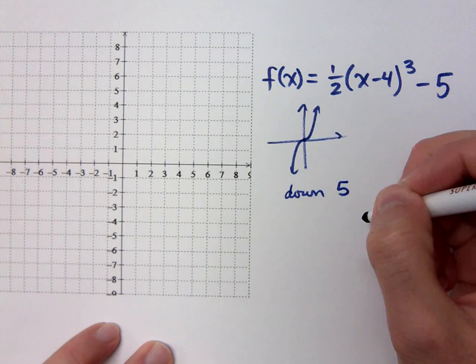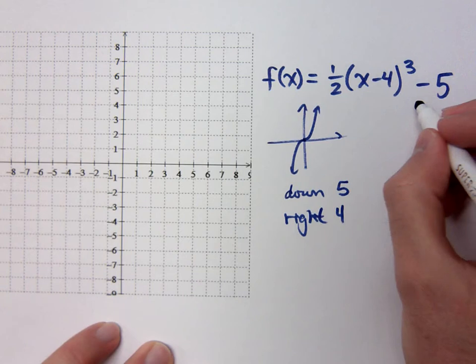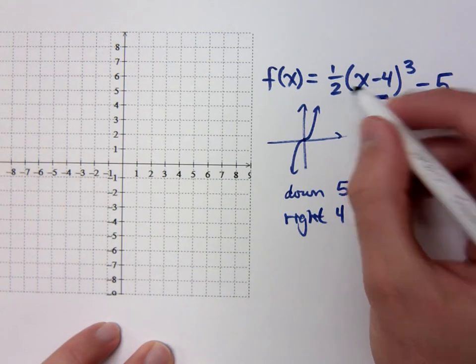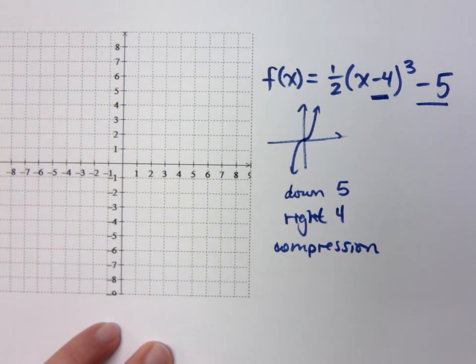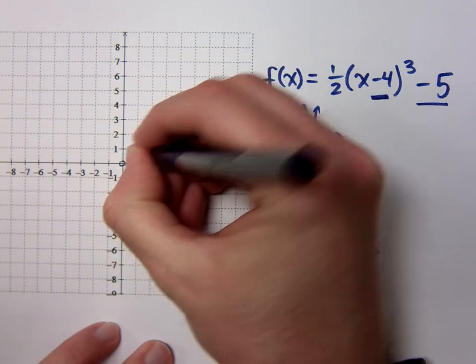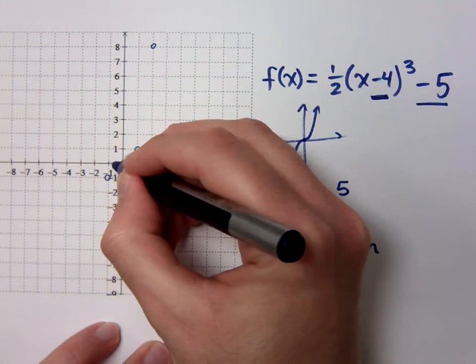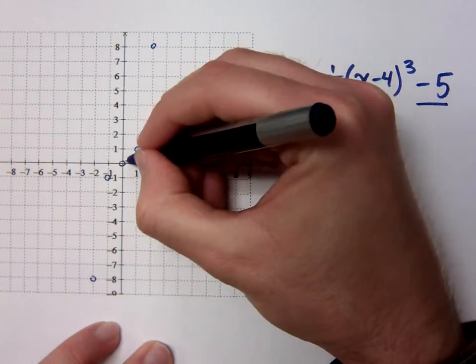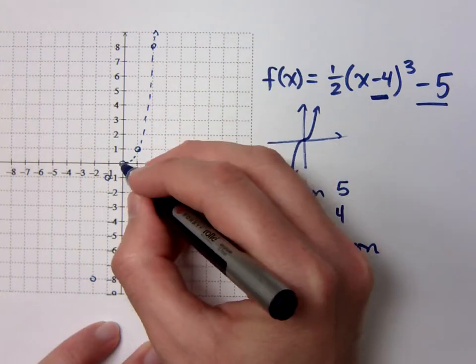We're going to go down 5, but what else? Right 4. So down 5, right 4. The 1/2 tells me that I have a compression. Is that right? So I put everything together now, just like in all the other videos. Let me put the original guy right here. 1 cubed is 1, 2 cubed is 8, -1 cubed is -1, -2 cubed is -8. So your basic shape is this guy right here.